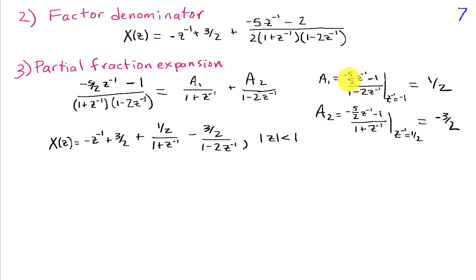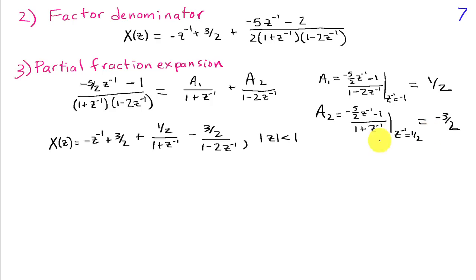We have negative 5 halves, z to the minus 1, divided by 1 minus 2z inverse, evaluated at z inverse equals negative 1, and that comes out to 1 half. And similarly, we'll do the same sort of procedure to isolate a2 and solve for it. We find that a2 becomes equal to negative 3 halves.